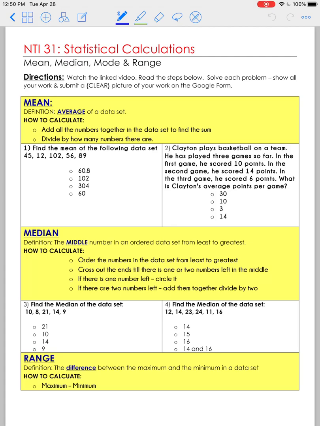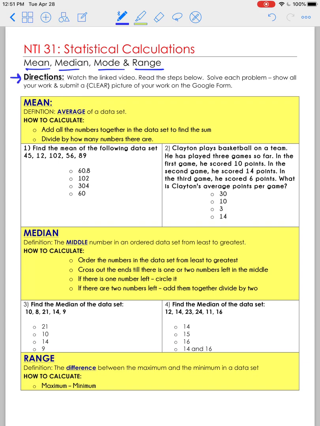Hi guys, it's NTI day 31 and we're going to talk about some statistics for the next couple days. And today we're going to be working with statistical calculations like mean, median, mode, and range. So I've broken it up into those 4 different sections.